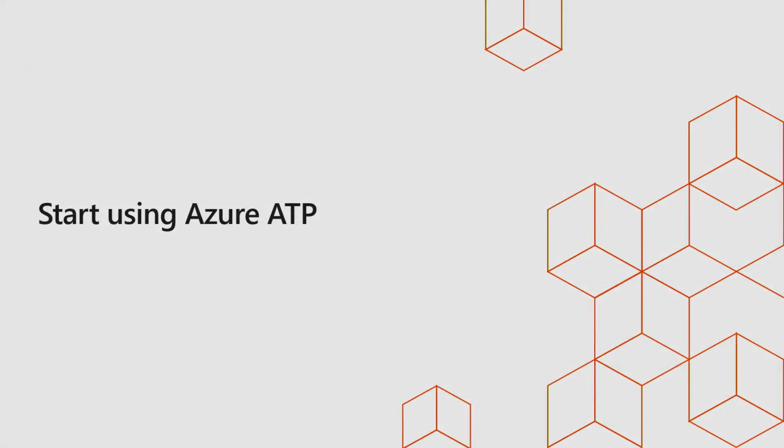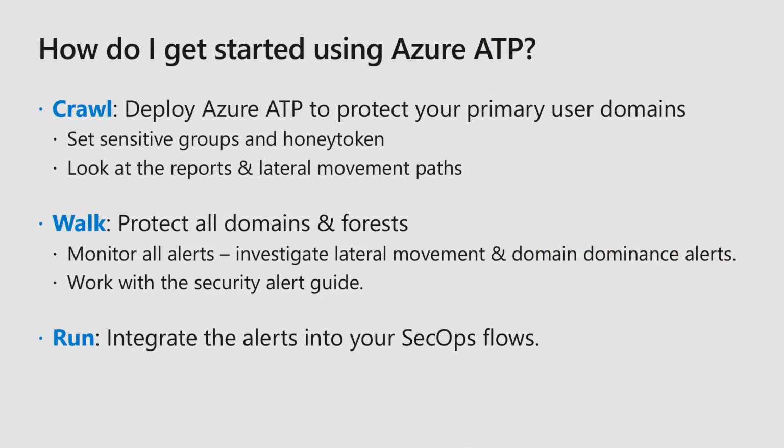All right, so that was the world's quickest overview of Azure ATP. Where we're going next, where should you go now? Follow these wonderful people that have already deployed Azure ATP. Start deploying it on your primary user domains and set up those sensitive groups and those honey tokens. Look at the reports, look at the lateral movement graphs. Even without having an attacker in your environment, a lot of our customers have found that the hygiene in the environment is not great. They start to look at the lateral movement paths, realize that admins are logging onto too many machines, there's too much access in the environment, their attack surface is too broad. Those are the sorts of things that can help you immediately.